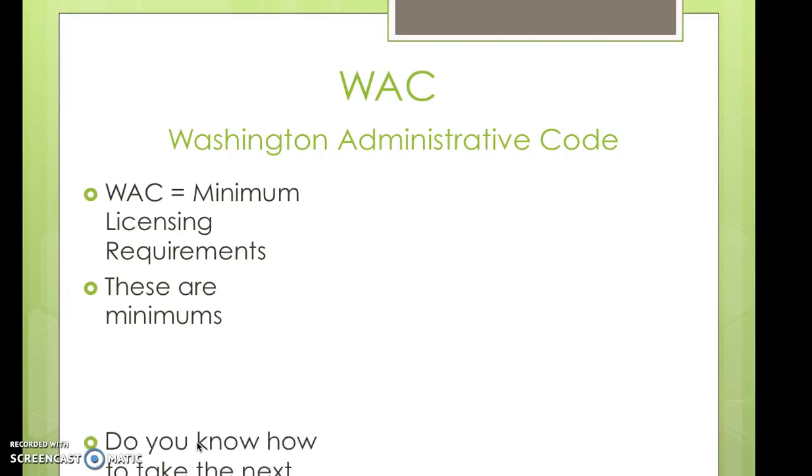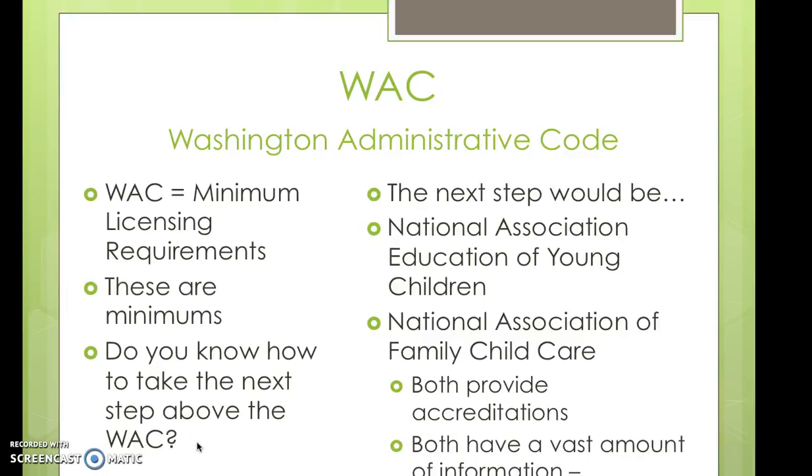Okay, so minimum licensing requirements. Remember, these are minimums. They are absolute minimums. You want to try to exceed that, and that's what Early Achievers is trying to make you do. Do you know what it takes to get to the next step? That's normally being nationally accredited through NAEYC, the National Association for the Education of Young Children, or the National Association for Family Child Care, which can also accredit family child care providers.